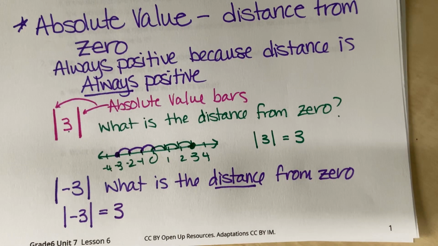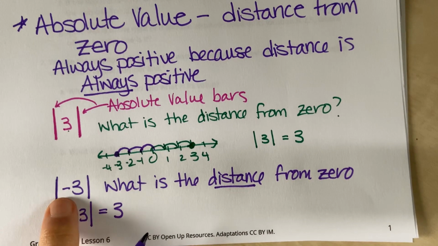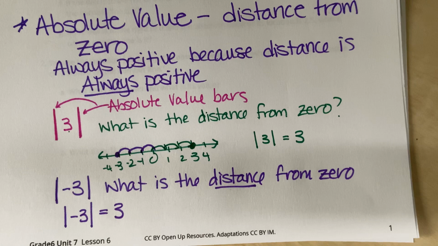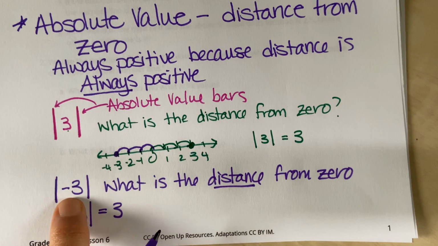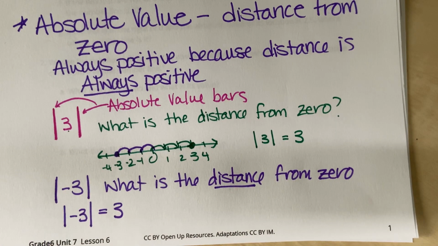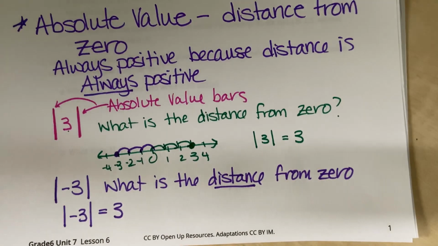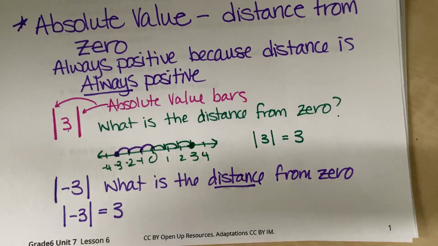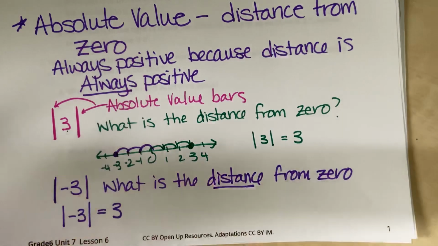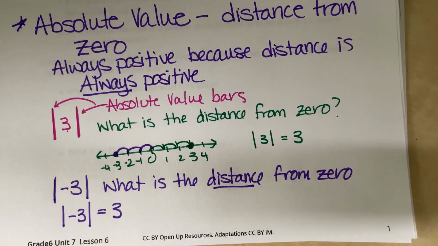It's not asking you for the opposite, so it's not asking you if this is negative, your absolute value is positive. That's not how it works. You're saying, what is the distance from 0 of 3? What is the distance from 0 of negative 3? So that's what absolute value means. Literally means the distance from 0, okay? That is the most important thing I want you to get out of this whole lesson, is that absolute value means the distance from 0, okay? That is the essence of this entire lesson.